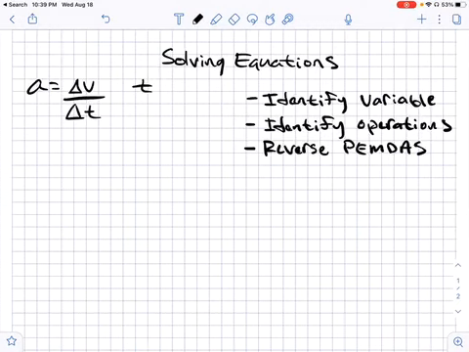And then you need to remember whenever you're doing this, what you do to one side, you have to do to the other. So if you divide by something on one side, you got to divide by the same thing on the other. If you multiply on one side, you got to multiply the other. So you got to do it on both sides.